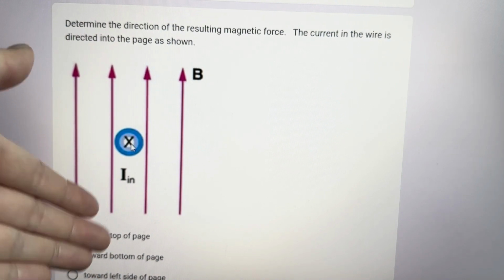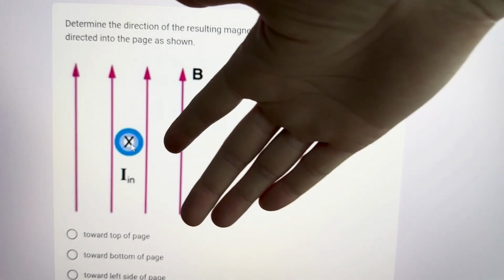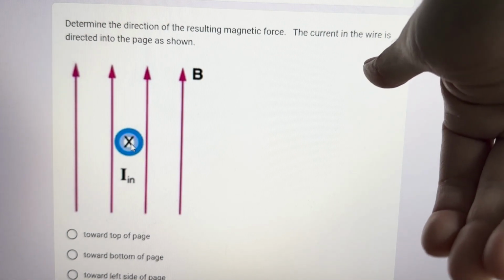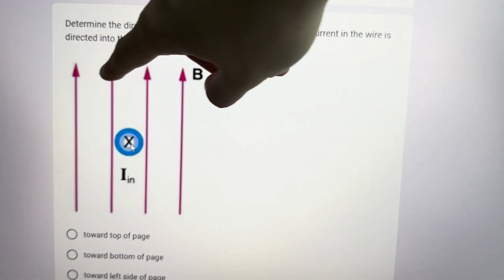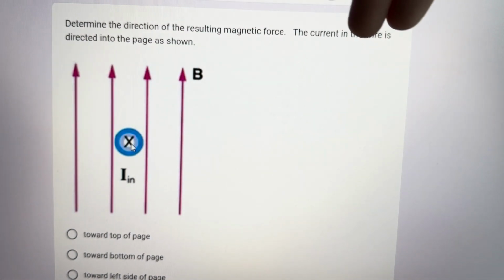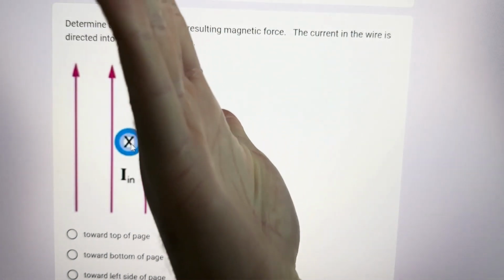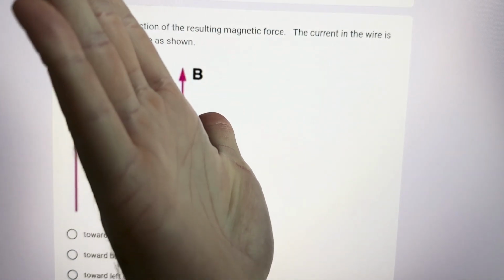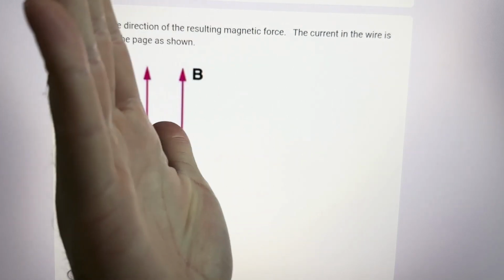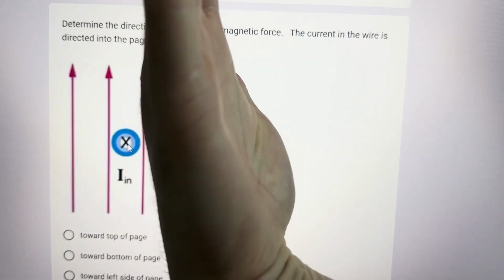So we've got current, so let's use our right hand rule. Current is flowing into the page, so we're going to take our right thumb and point it into the page, but then the external magnetic field, which is our fingers, is directed towards the top of the page. So we need to take our right thumb, point it into the page, and then take our fingers and put them towards the top of the page, and whatever direction our palm is left pointing is the direction of the force this wire will feel.